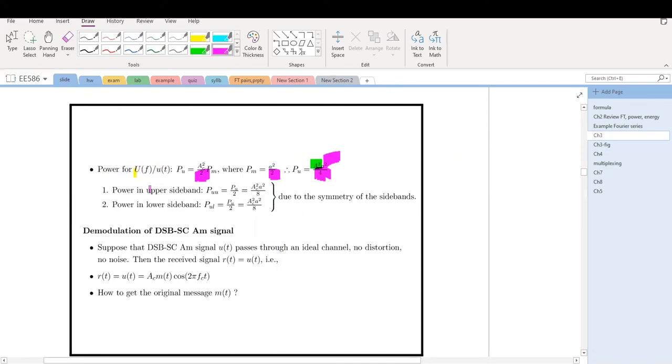Now, what's the power in the upper sideband and what's the power in the lower sideband? This is easy to figure out because the lower sideband and upper sideband are symmetric, right? They're symmetric. So the power for the upper sideband will be half of the total modulated power, and the power in the lower sideband is half of the power in the modulated signal.